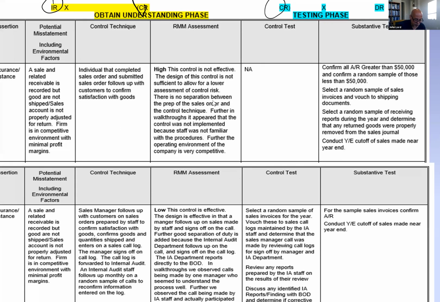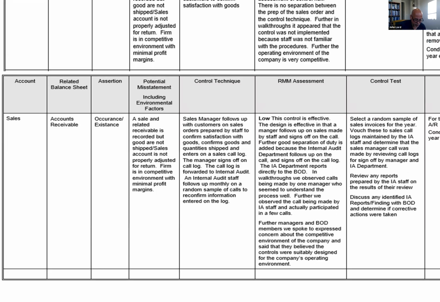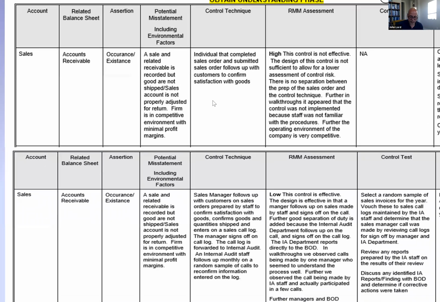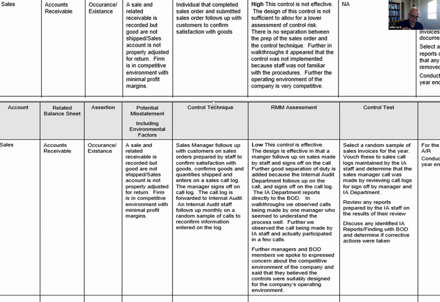Okay. Now, this table is mutually exclusive in that you can't have both, right? We still have sales, we still have accounts receivable, still have the same potential misstatement as when our control risk was at the maximum. But now we look and we have a sales manager making the call, and they confirm the satisfaction, and the manager signs off on a call log, and the call log is forwarded to the internal audit, and internal audit staff follows up monthly on random sample calls to reconfirm information entered into the log.